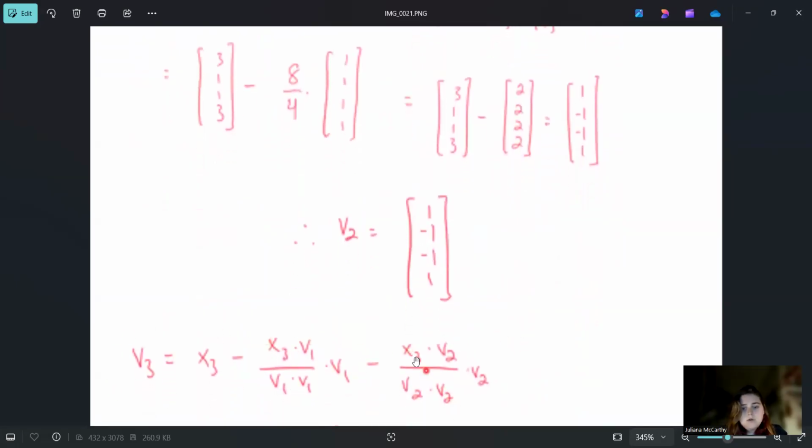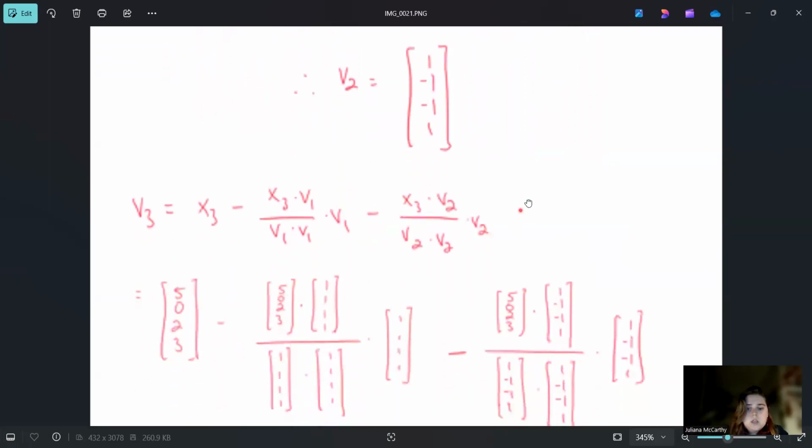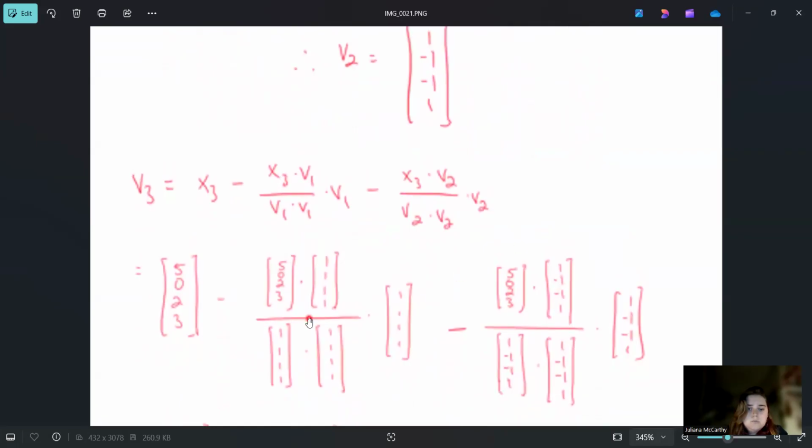So to do that, we have this equation. It's a little bit longer than finding our V sub 2, but it's the same process pretty much. So we're taking our third column from the matrix A and subtracting from that the third column dot V1 over V1 dot V1 times V1, minus our third column of A dot V2, which is what we just found here, over V2 dot V2 times V2. So plugging in all of our little column vectors, we have this, and we're going to just take the dot products of all of these.